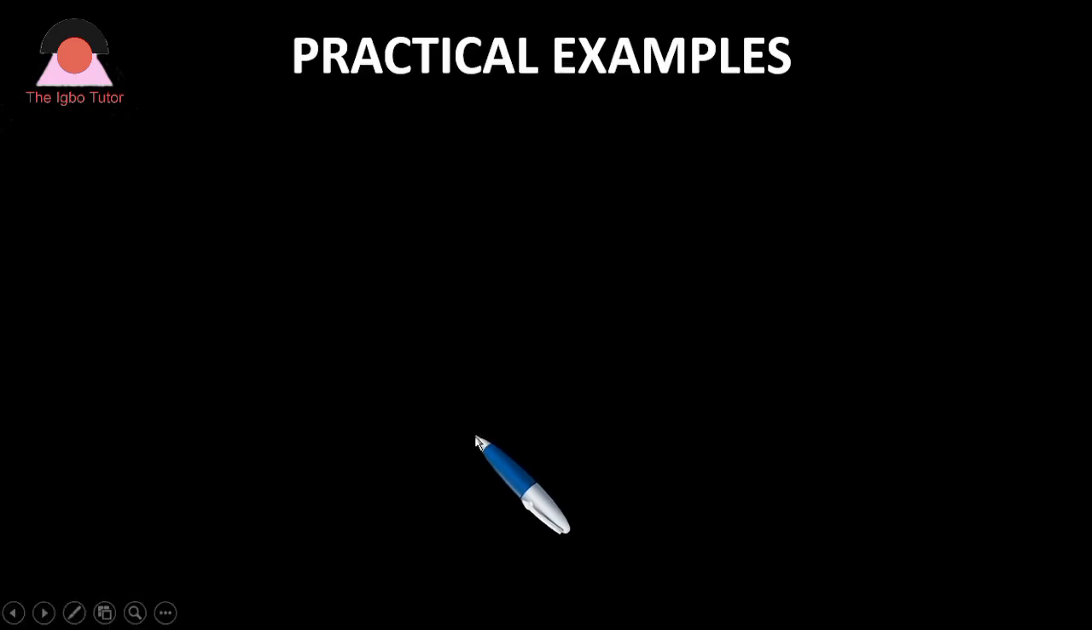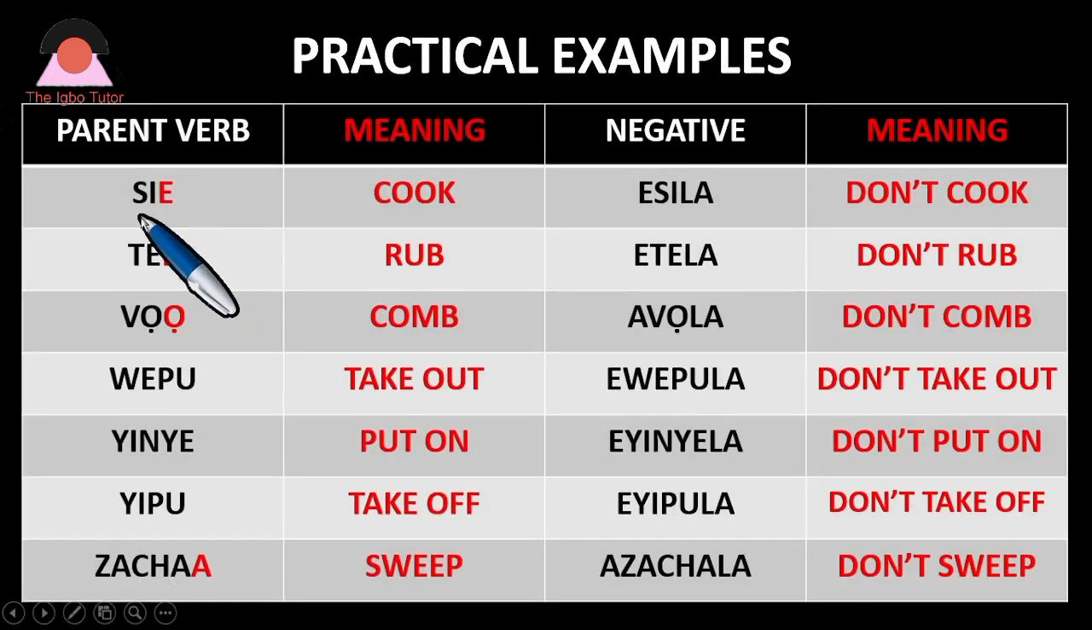Move on to this, and we have sie, more examples. Sie, meaning cook. Negative instruction, esila. Next is te, meaning rub, as you rub cream or other things. Negative instruction, etela, don't rub. Next one is vo, meaning comb, as we do for hair. The negative instruction, avola.